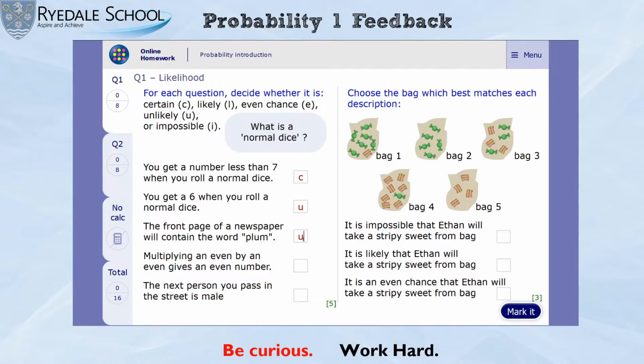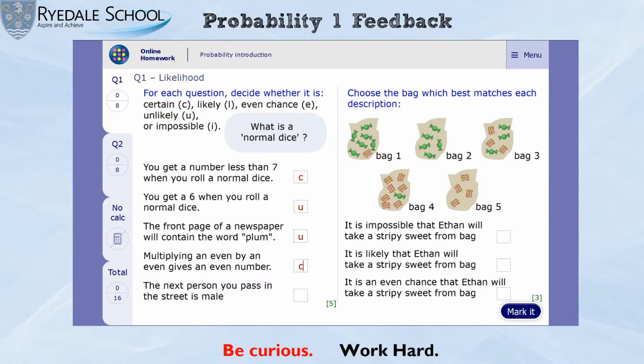Okay, next option is multiplying an even by an even gives an even number. Well, the best way to explore this is to try a few numbers. 2 times 4 is an even times an even, and that's 8. 10 times 10 is an even times an even, and that's 100. An even times an even is actually always an even number. So that is certain.